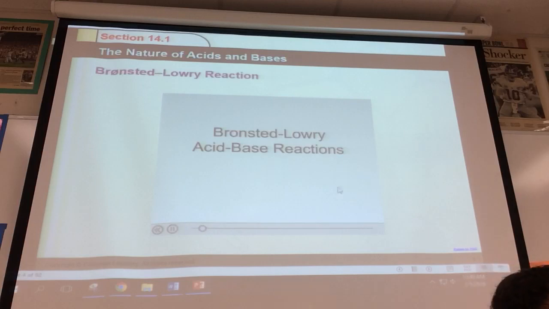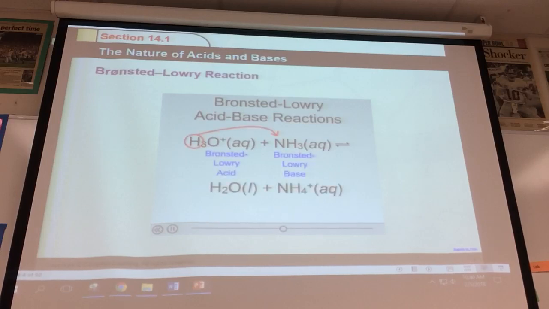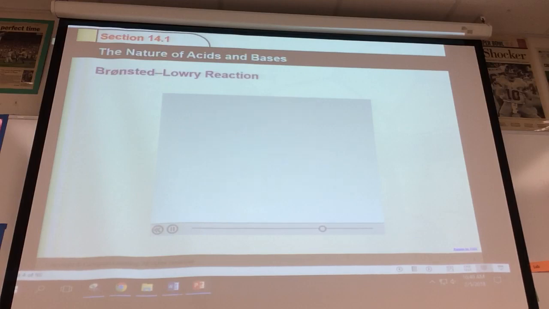The Bronsted-Lowry concept defines acids as proton donors and bases as proton acceptors. In the reaction of aqueous hydronium ions and ammonia molecules, the hydronium ion acts as the Bronsted-Lowry acid, and the ammonia molecule as the Bronsted-Lowry base. The net effect is that of a proton transfer from hydronium to ammonia, forming water and the ammonium ion.